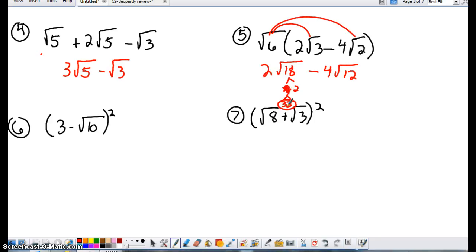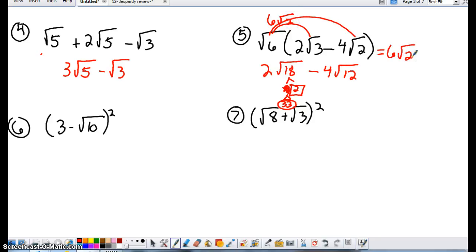So that 3 is going to come out with that 2 that was already outside. So this 2 and that 3 become a 6. I have this 2 left on the inside. So my answer here for the reducing is 6 root 2. So I'll rewrite this over here, 6 root 2.